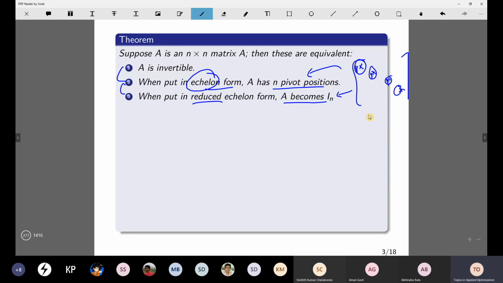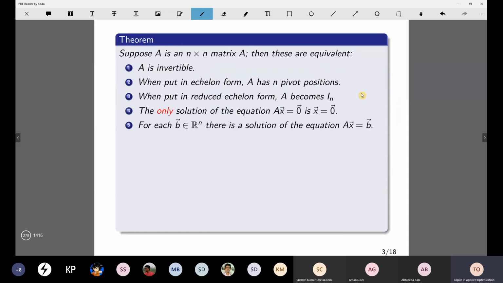If that is the case, then it's still invertible. Okay, even if you skip this, it's fine with me, but the important thing to note is this, guys: the only solution to the equation Ax = 0 is x = 0. That's a very important result. If A is invertible, then the only solution to a system like this will be when x equals 0.